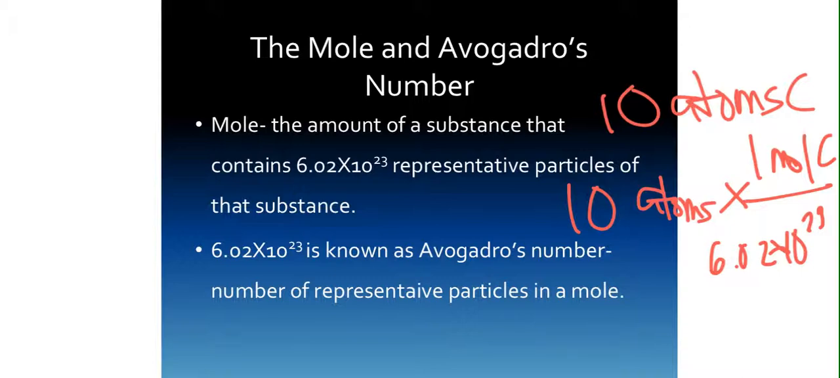So if I did the math on that, I would get 1.66 times 10 to the negative 23rd. Now, that's not a realistic number for carbon because typically in any type of sample, I have millions and billions of atoms. I just use 10 to make it a little bit more simple. And I'm going to do so many examples of these in class because I think that the concept of the mole and Avogadro's number can be very confusing and very misleading if we take it too fast.